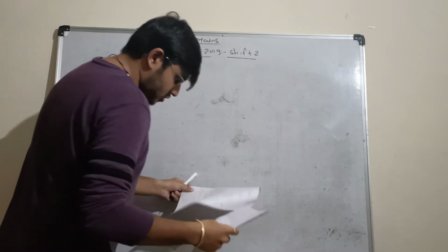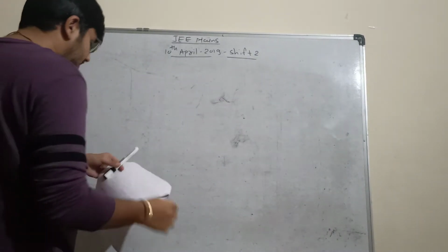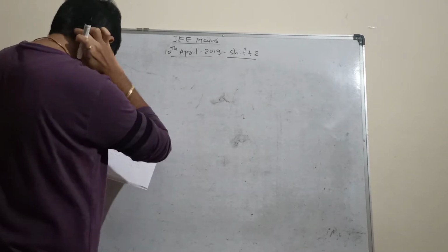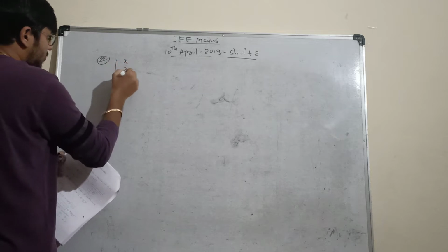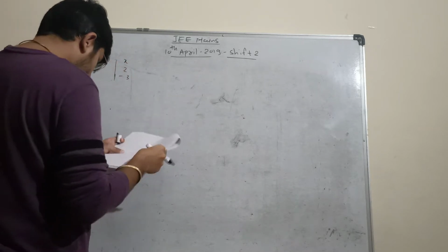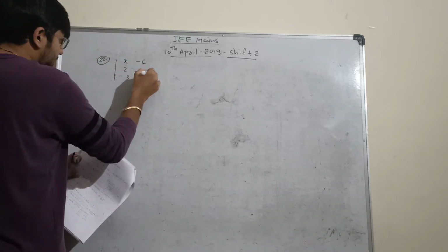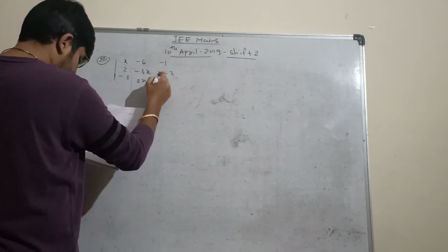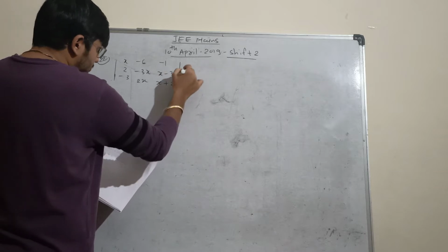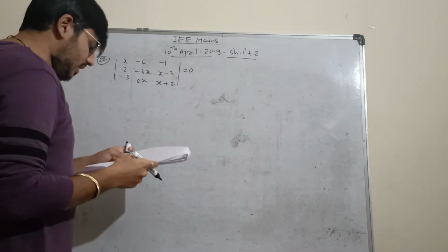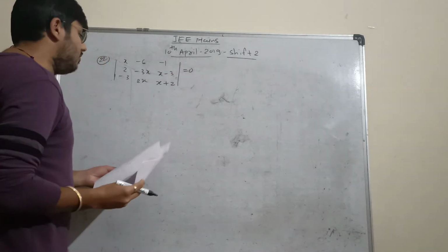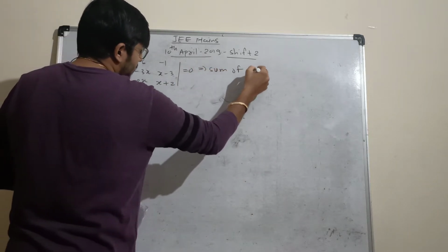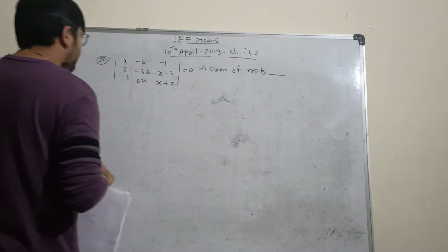Okay. So in the next question, we have been given a determinant: x, 2, minus 3; minus 6, minus 3x plus 2, x minus 1; x, minus 3, x plus 2, equals 0. We have to find the sum of the roots.